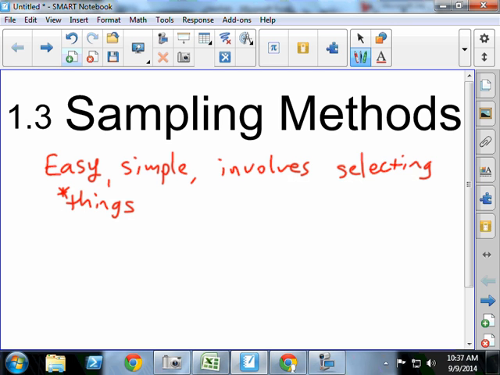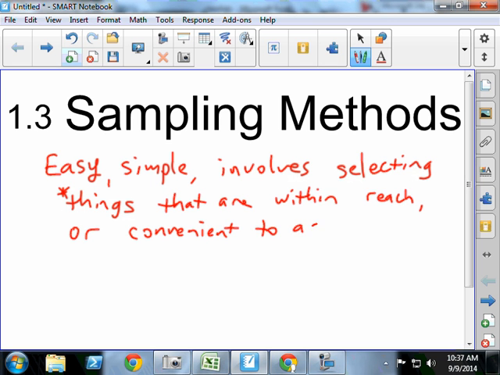But no matter what, whenever you take a sample of some stuff, you're selecting those things that are within reach or convenient to access. Now, similar to how we had an essay quiz last week, there is going to be an essay quiz over all these sampling techniques. I'm going to ask you not only to put them in your own words, but also to give a visual example of each. So we'll try to do that with each one of these.